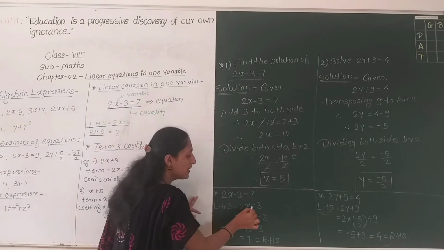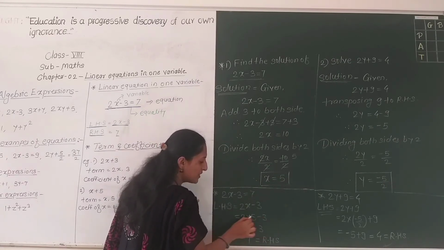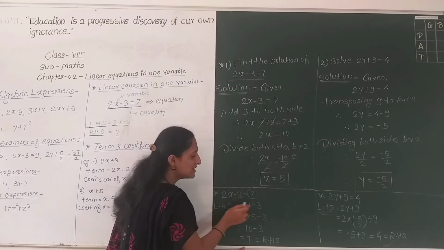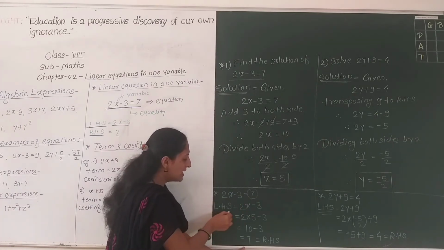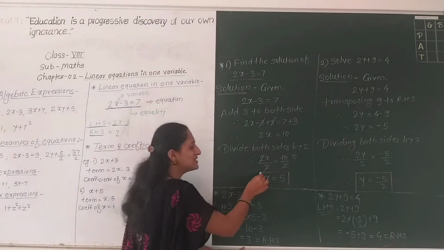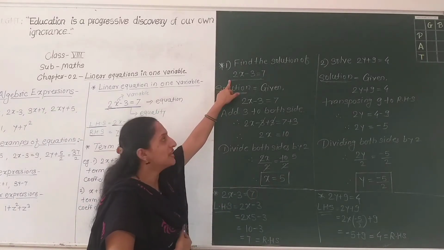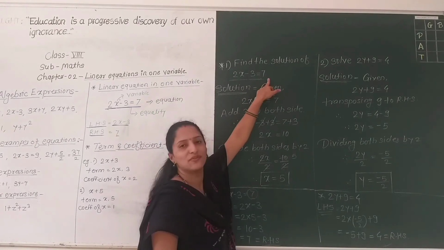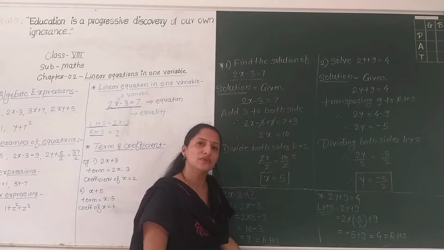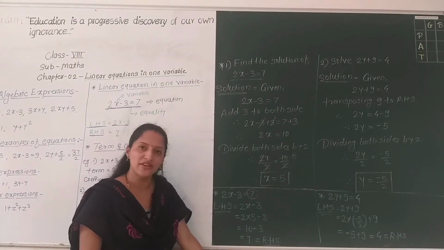LHS is 2x minus 3. Here I substitute the value of x. Here the value of x is 5. So 2 into 5 minus 3. 2 fives are 10, 10 minus 3, it is 7. And RHS is 7. That means we get here LHS is equal to RHS. So our answer is correct. That means x is equal to 5 is the solution of this linear equation 2x minus 3 is equal to 7. Okay students, did you understand how to find the solution of an algebraic equation?